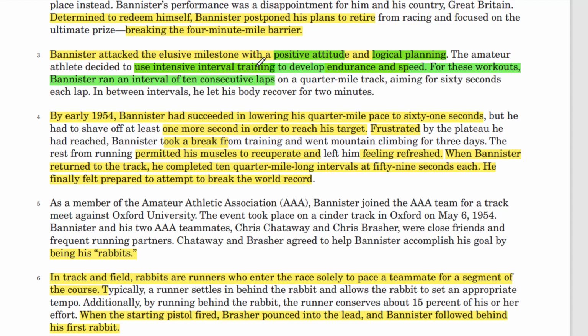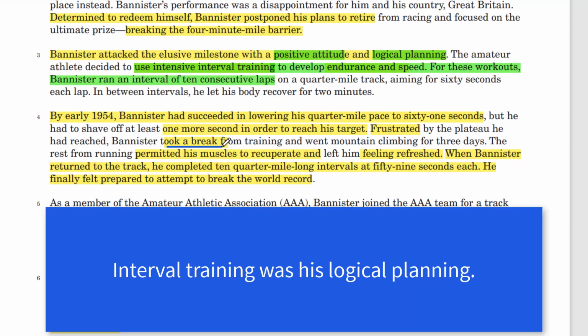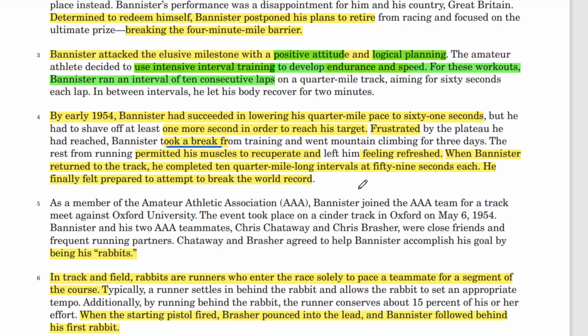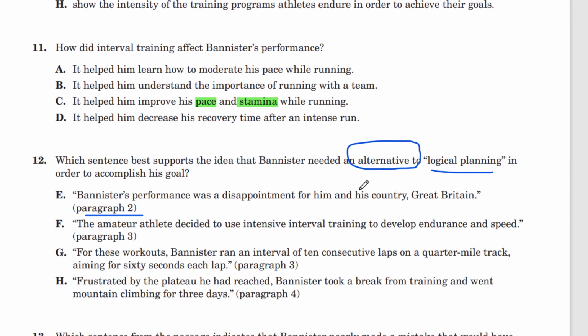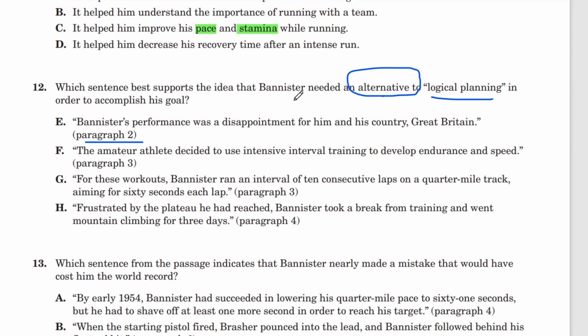the very next paragraph after three, where he succeeded in lowering his quarter mile pace, but he didn't hit his target, so he took a break. That's an alternative to doing the interval training. He recuperated, he refreshed, and he came back faster. So that suggested he needed an alternative. Paragraph four is the correct area. So right away, I'm probably going to focus in on H as my answer.